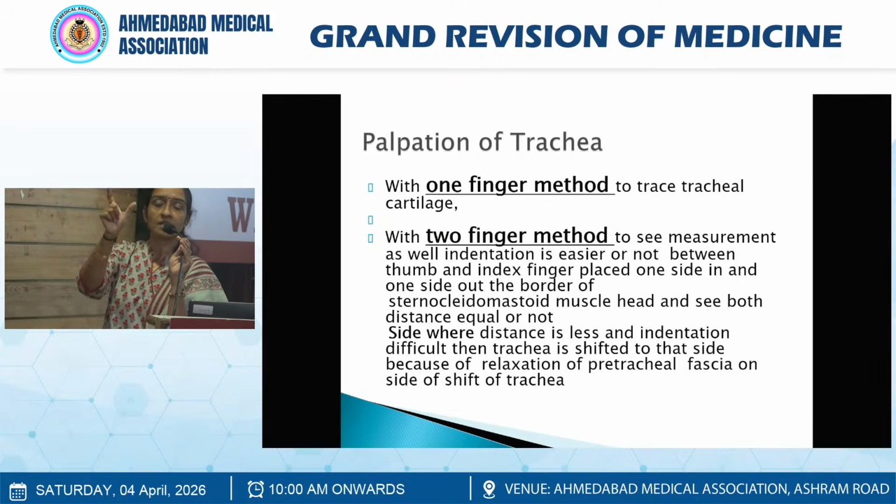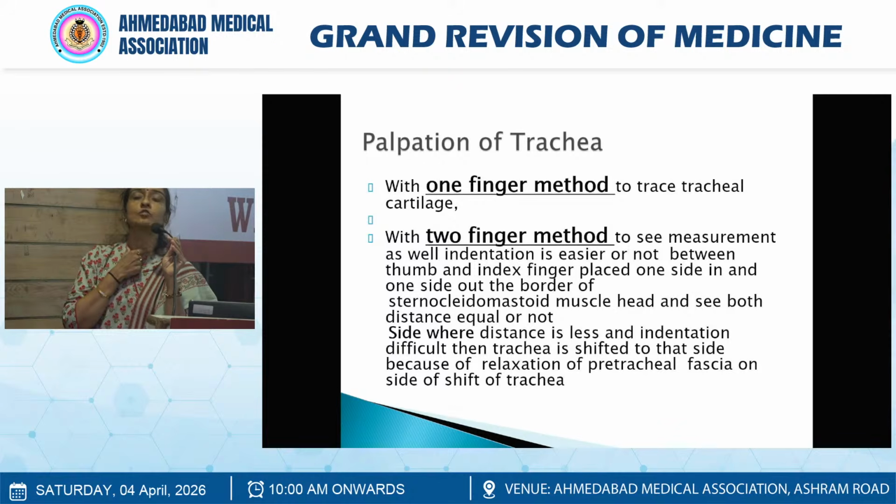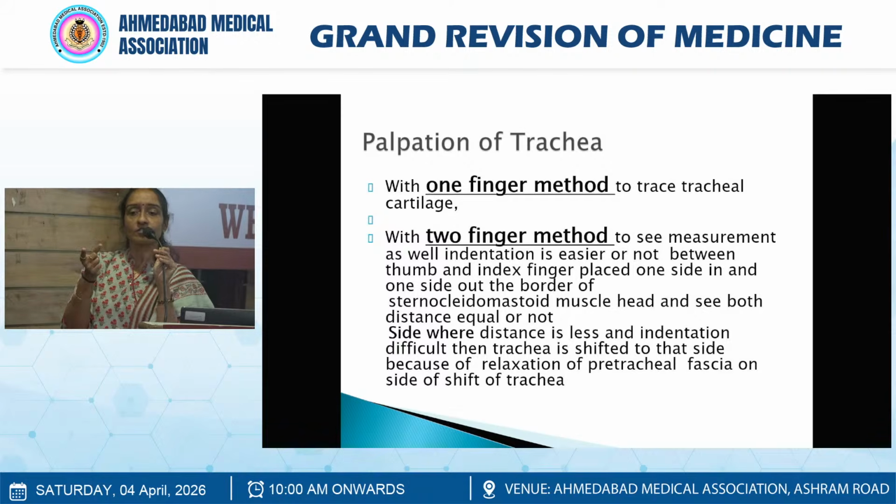Two finger method again important. How to go? These two clavicular heads are there, visible to everyone. Thumb and index finger, one will be inside, one will be outside. Okay, at the clavicular head, thumb on one side outside, index finger inside. Take the distance. Same on the opposite side, take the distance. Both are equal or not. Along with it, also feel your index finger indentation. Whether bilaterally equal indentation is there or not. If indentation is difficult, then the trachea is shifted to that side.